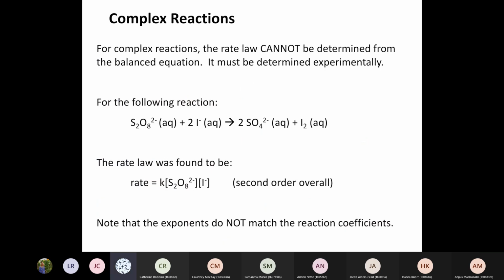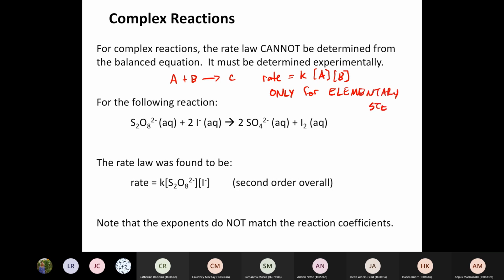So here's another one. You can't get the rate law from the overall balanced equation. You can for elementary steps. If you have an elementary step that's A plus B goes to C, we know the rate is going to be equal to k times the concentration of A times the concentration of B. Only for elementary steps, but not for complex reactions, not if there's multiple steps.